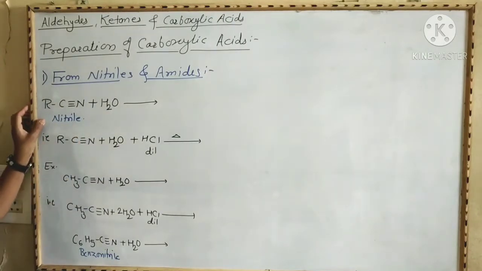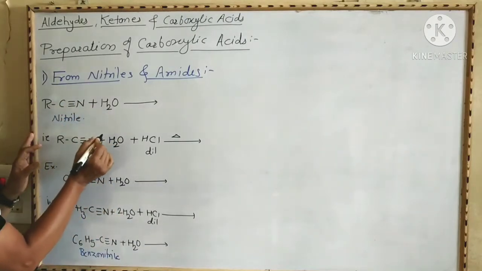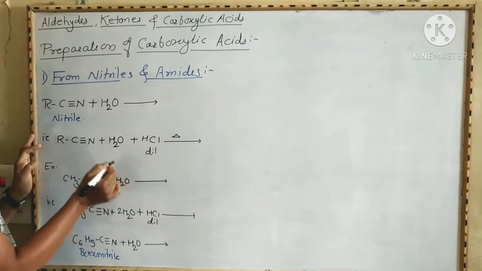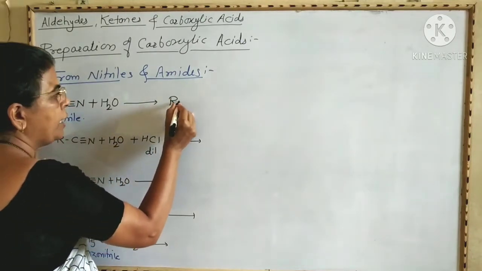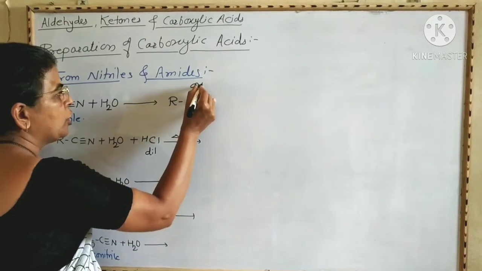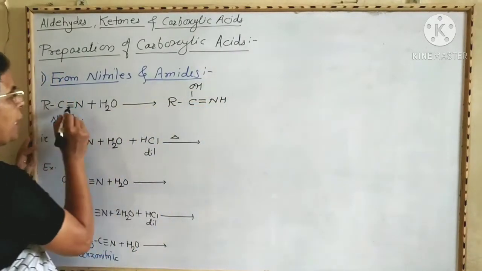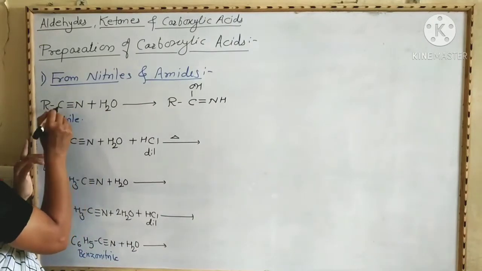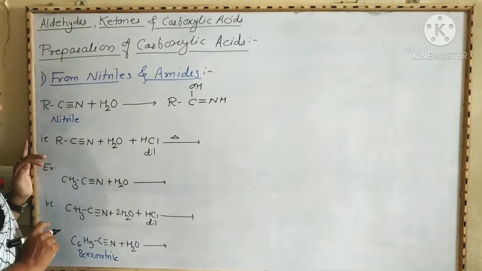This is RCN, that is alkane nitrile. When it undergoes hydrolysis, addition of HOH, that is H2O, takes place across this triple bond to form RC(OH)=NH. That is, addition takes place across this triple bond, and the OH group gets attached to this carbon atom and hydrogen gets attached to this nitrogen atom.